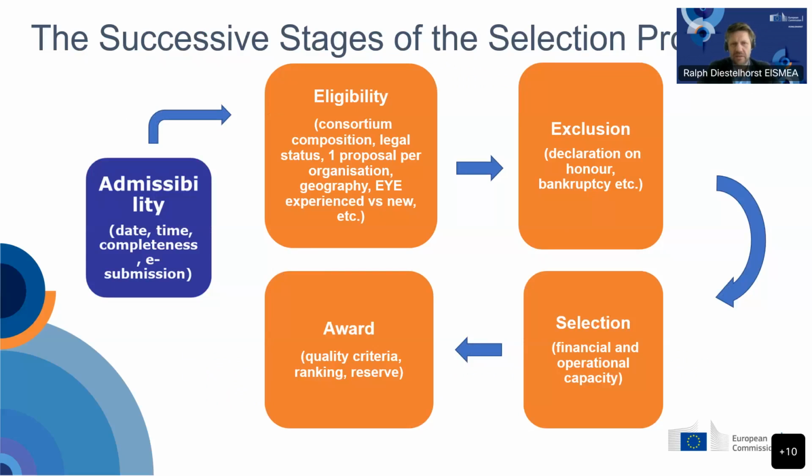So these are the successive stages of the process. To recap, we come from the admissibility check, checking the eligibility. I will come back to that in a moment. Then the exclusion cases, bankruptcy, etc. Then we look at the financial and operational capacity, and afterwards the award criteria on quality, relevance, and impact. Based on those award criteria, we do a ranking, and the highest scored will be proposed for the grants.